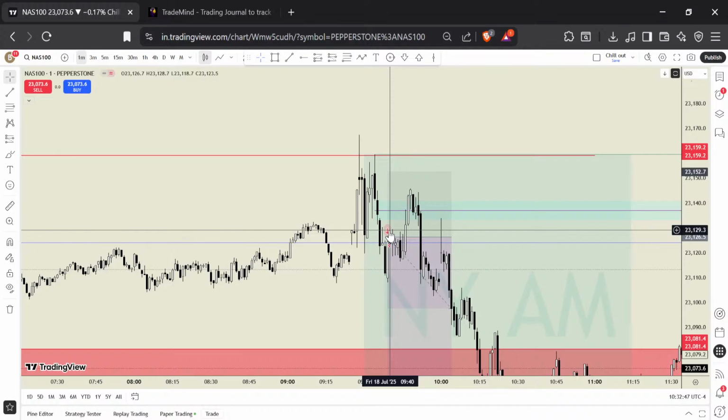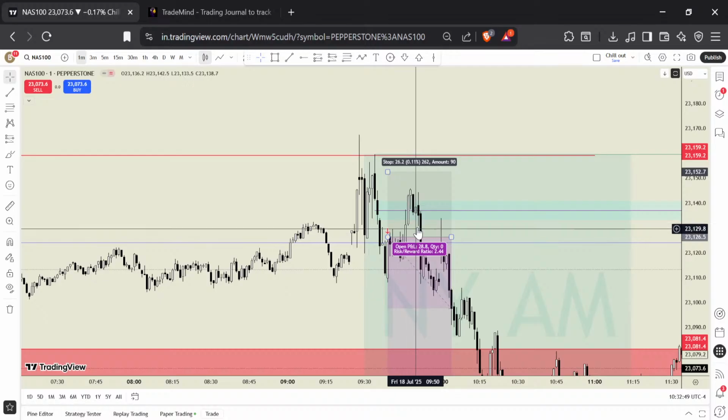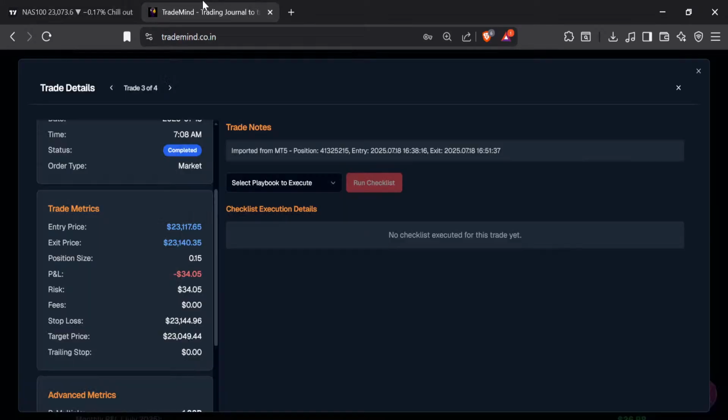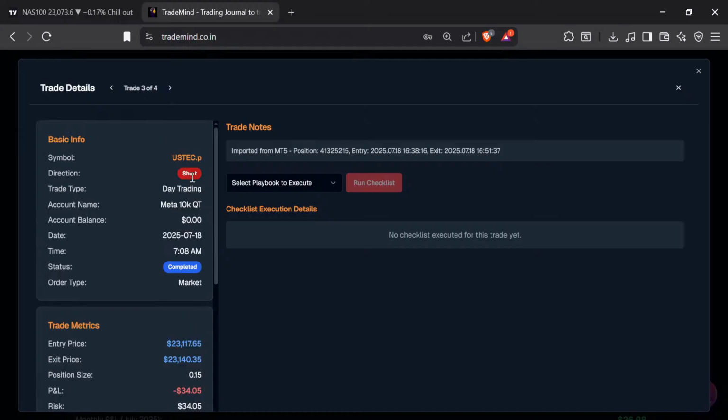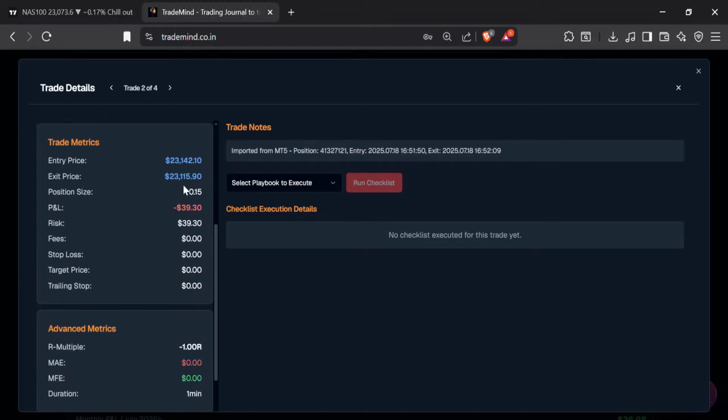So what I did, I bought again at this area. If you can see, there's this one. This one was short, and that was the SL hit, and I went long again. That was so messed up, bro. That was so messed up.